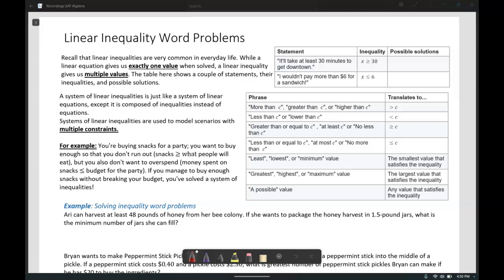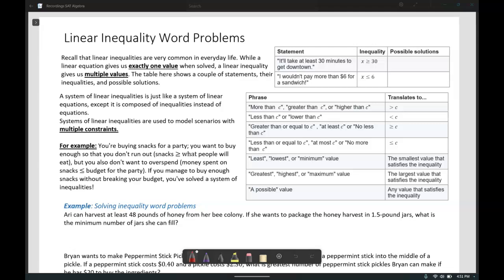Now, while linear equations give us exactly one solution, linear inequalities give us multiple values or a range of values that could satisfy the inequality that is given. With multiple solutions, we have to consider that when we're working through and evaluating various solutions as well.